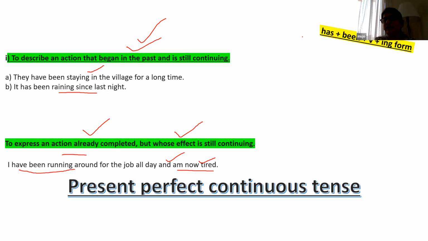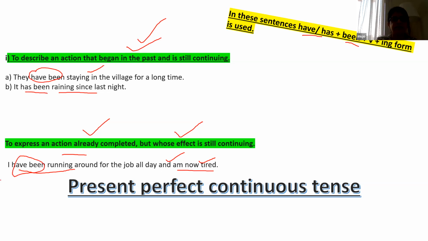In these sentences we use have slash has plus been. You will see everywhere have been, has been, have been. So wherever you see have been plus your verb plus ing. For example, have been, stay is your verb and ing. Similarly, has been, rain is the verb plus ing. Have been, run is the verb plus ing. Then it is present perfect continuous tense. Have slash has plus been plus verb plus ing.